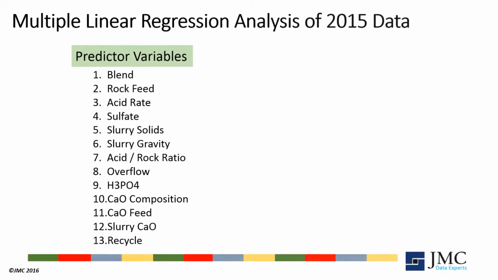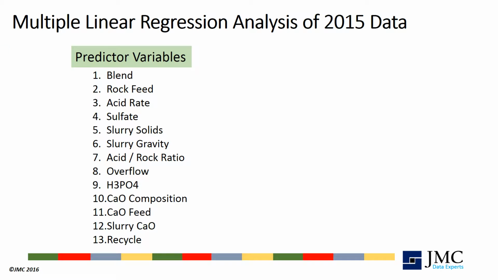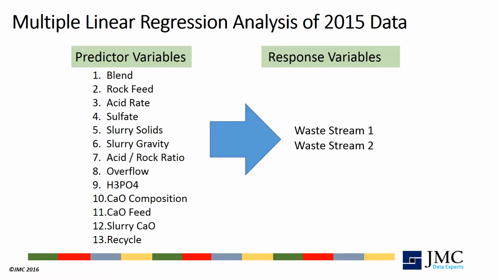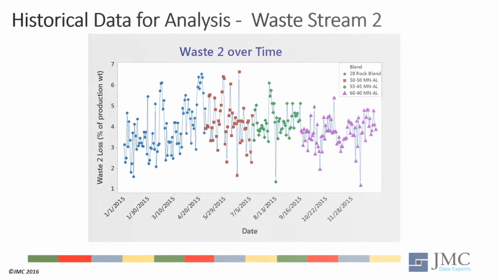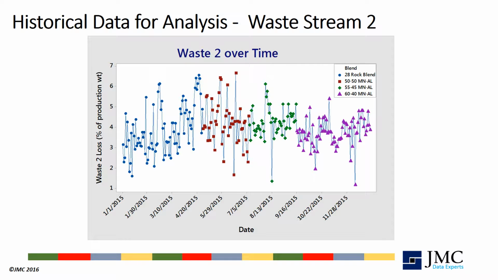This schematic of our analysis shows the 13 potential predictor variables and our two waste stream rates as the response variables. One of the predictors, blend, is a categorical variable. It indicates the mine source of the rock fed to the process. When viewing the size of the waste stream over time with the blend identified, we see some variability with changes in blend, but the majority of the variability is over time. Because of this, we decided to remove blend from the analysis and focus on the remaining 12 predictors.